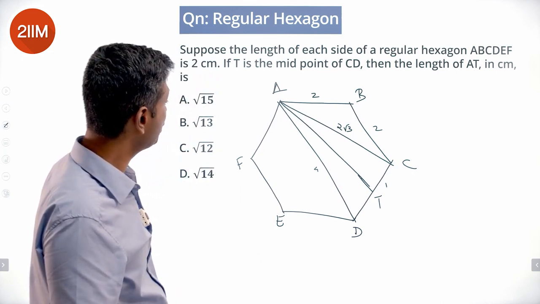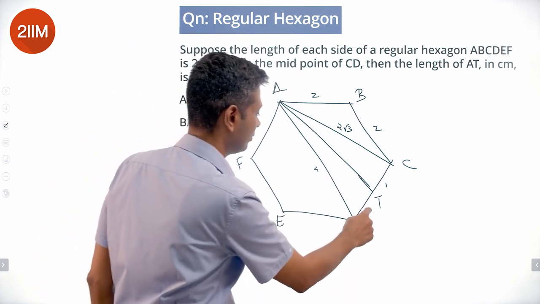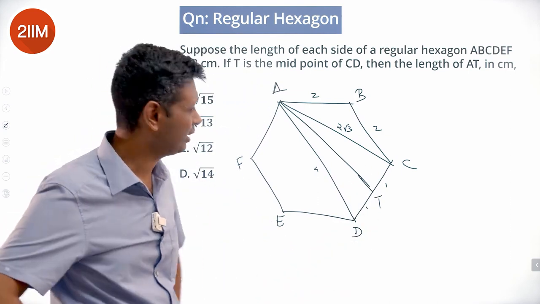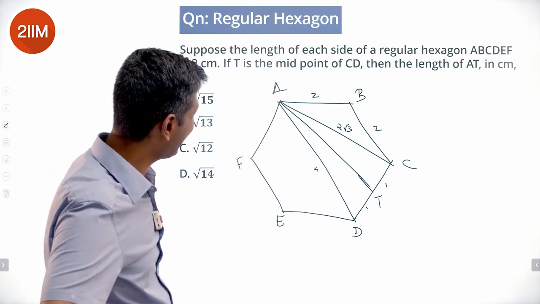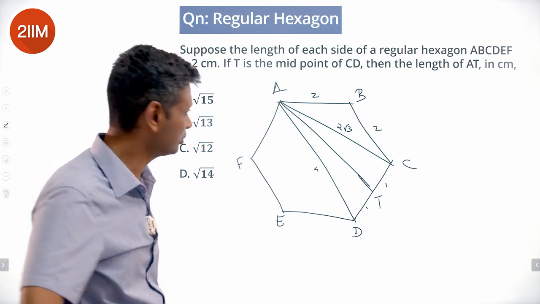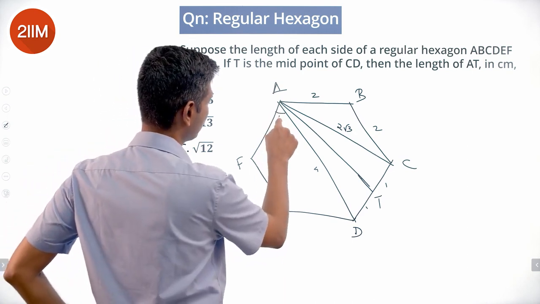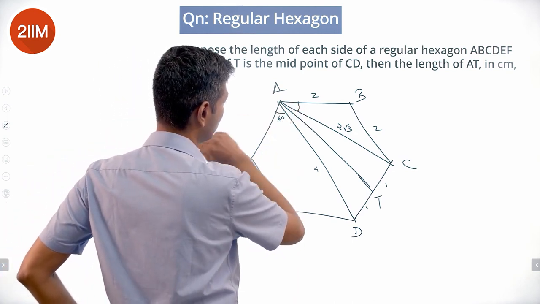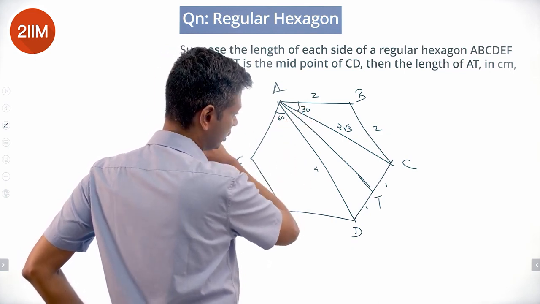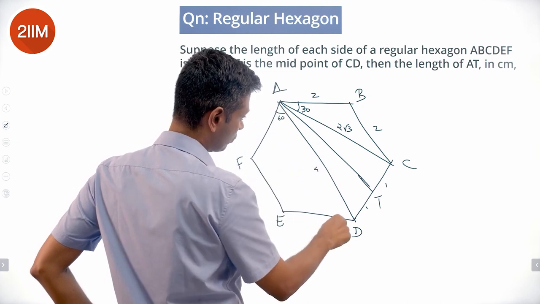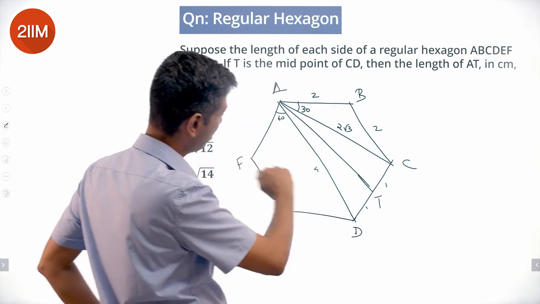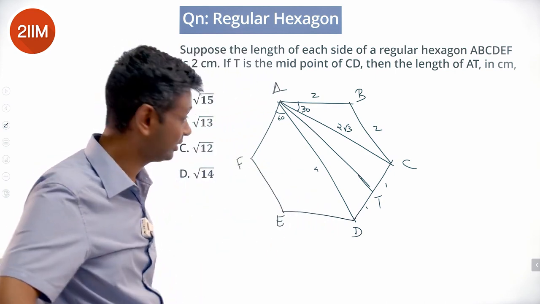T is the midpoint of CD, 1 and 1. We can use some trigonometric ratio and then figure this out. We can find the angles and simplify. But hey, it's still tough, because this is 60, and so this angle is 30. We know all 3 sides, so we can find that angle, but we want to find AT, not anything else.